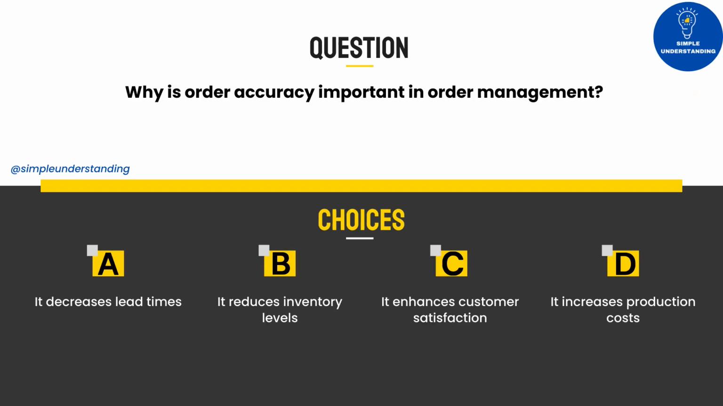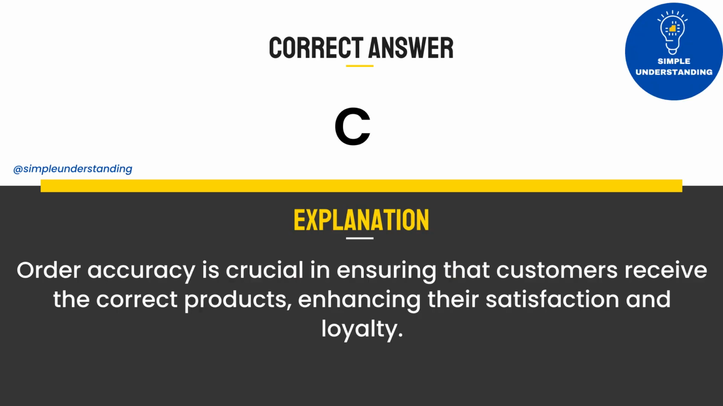8. Why is order accuracy important in order management? A. It decreases lead times. B. It reduces inventory levels. C. It enhances customer satisfaction. D. It increases production costs. Correct answer: C. Overall explanation. Order accuracy is crucial in ensuring that customers receive the correct products, enhancing their satisfaction and loyalty.